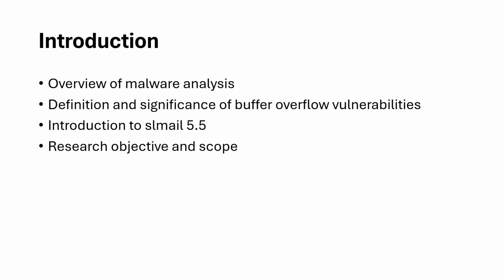Malware analysis is a critical task in cybersecurity, involving the identification and understanding of malicious software. Buffer overflows vulnerabilities are a common type of security flaw that can be exploited by attackers to gain unauthorized access or control of systems. This research focuses on SLmail 5.5, a popular email server application, to investigate its susceptibility to buffer overflows vulnerabilities. The objective of this research is to identify and analyze potential buffer overflows vulnerabilities in SLmail 5.5.